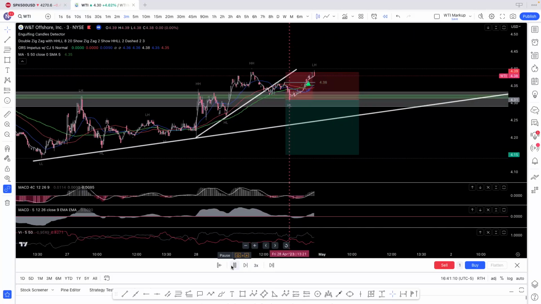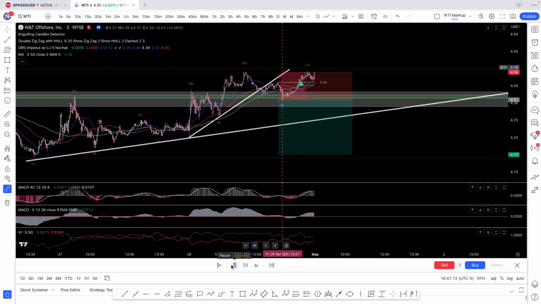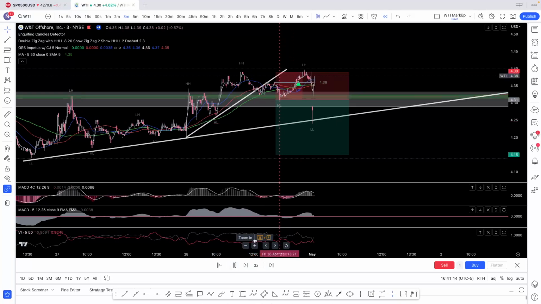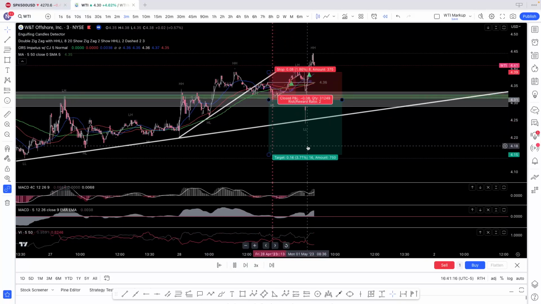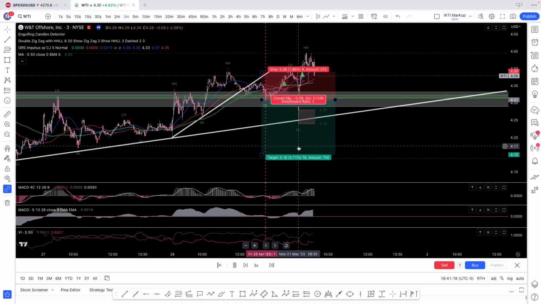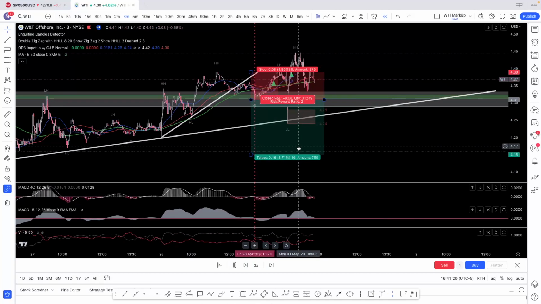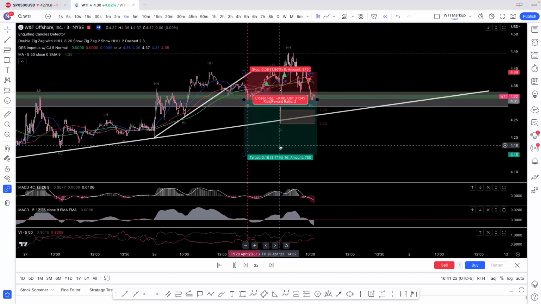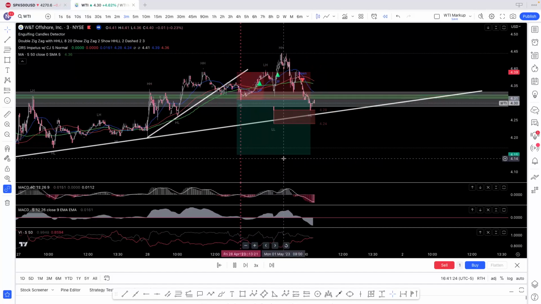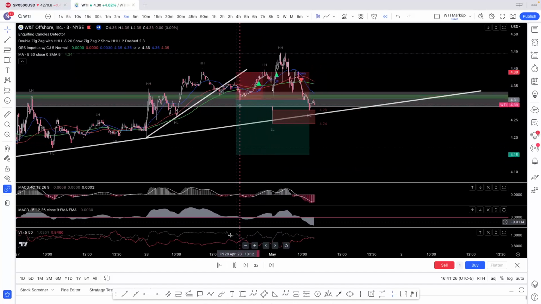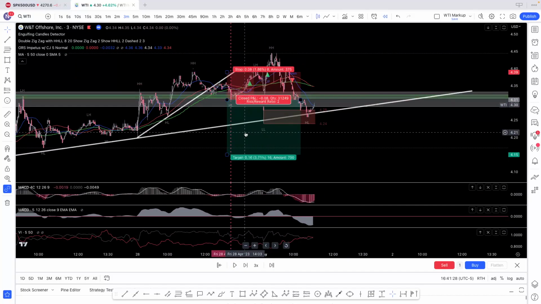Goodness gracious. Nope, stopped out. Okay. Oh, wait, what happened? What was this? Oh, market closed. Oh, that was on Friday. Dang. Okay. So now I need to pay attention to the days of the week. So, yeah, this was Friday at 1. Goodness gracious. And the market closed and then opened down here. Dang it. All right.